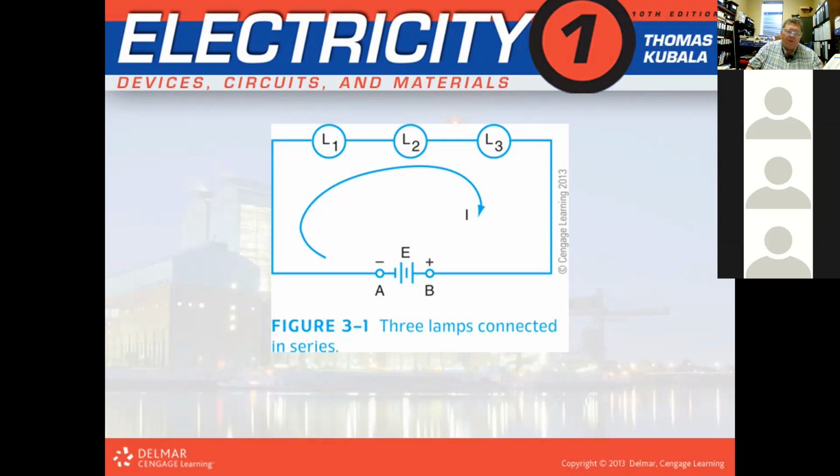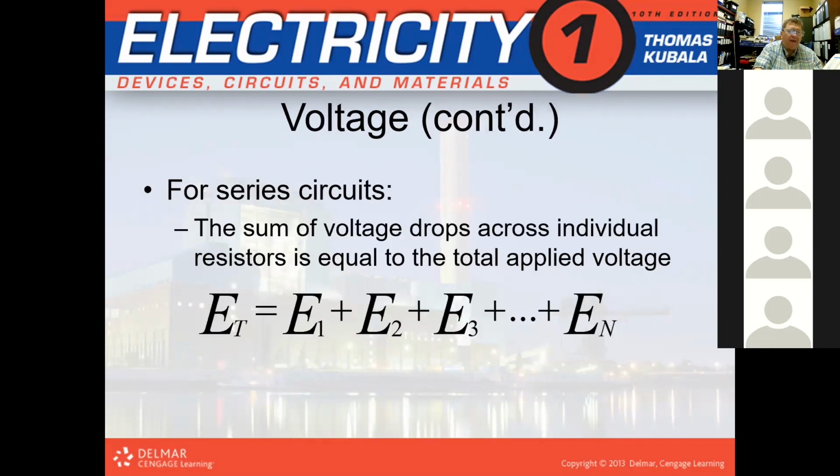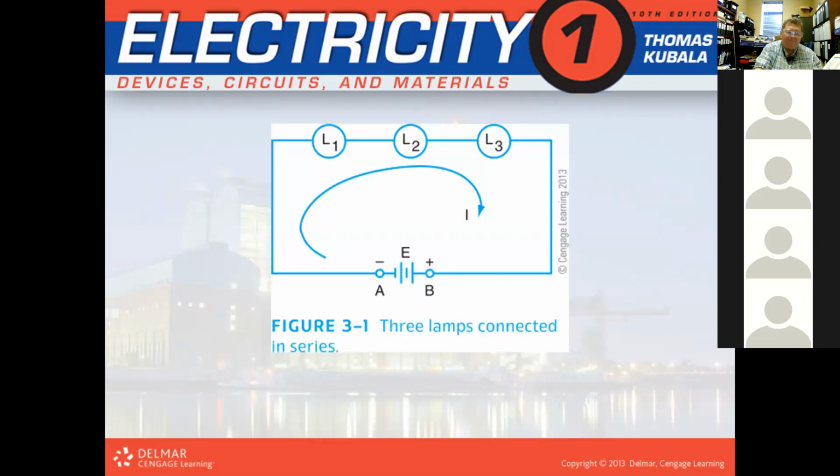Okay, so that is rule number 1. Rule number 1 says that the sum of the voltage drops across the individual resistors in a series circuit, when you add them up, equals the total applied voltage of the power source. Okay, everybody got that? Yes.